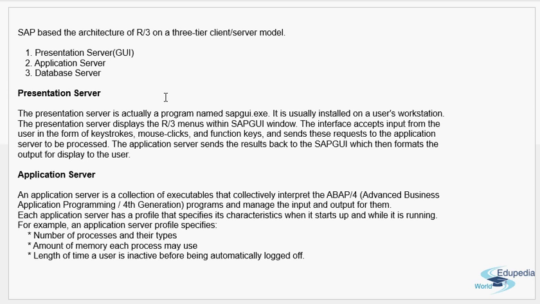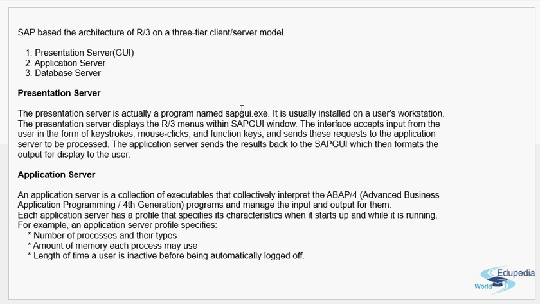The presentation server is actually a program named SAP GUI.exe. It is usually installed on a user's workstation. The presentation server displays the R3 menus within the SAP GUI window. The interface accepts input from the users in the form of keystrokes, mouse clicks, and function keys, and sends these requests to the application server to be processed. The application server sends the results back to the SAP GUI, which then formats the output for display to the user.